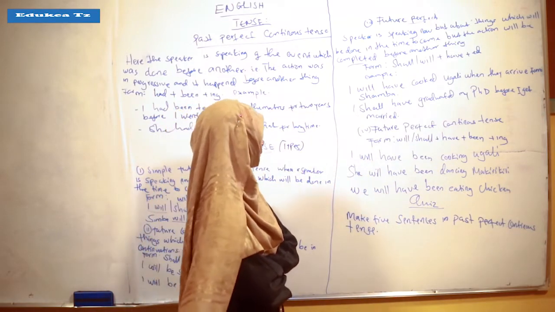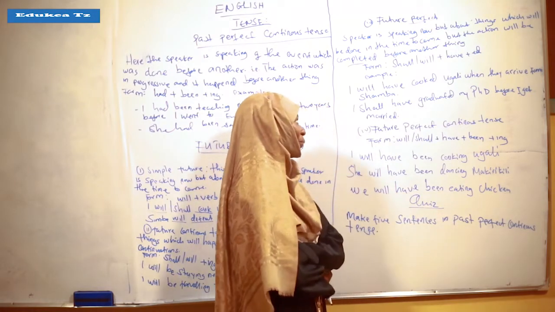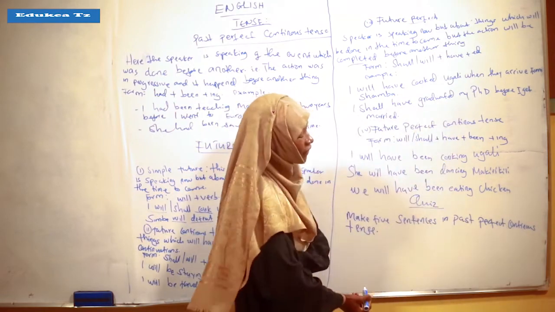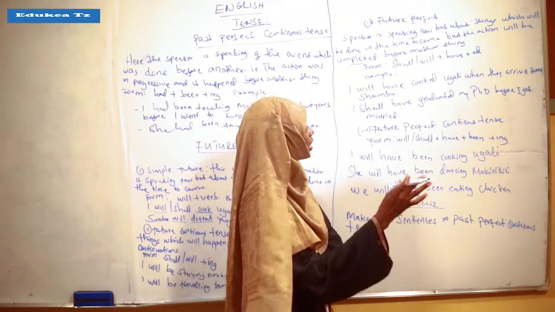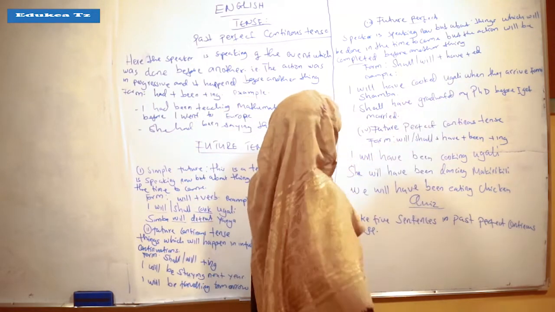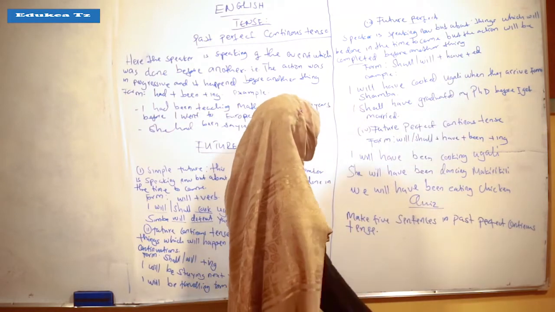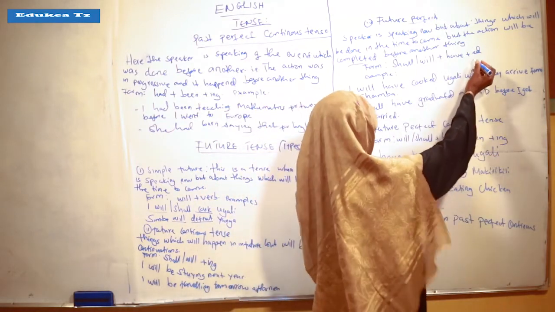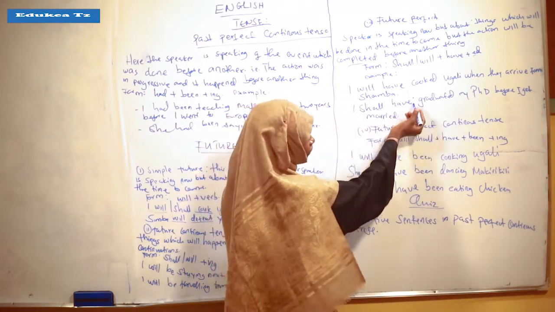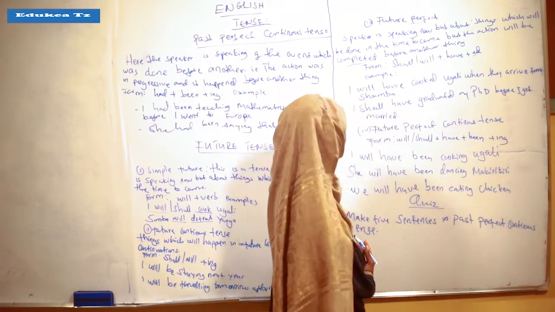The form is shall or will. We use shall only for the first person, be it singular or plural. And then we can opt to use will plus have plus verb with ed. For example, I will have cooked ugali when they arrive from Shamba.